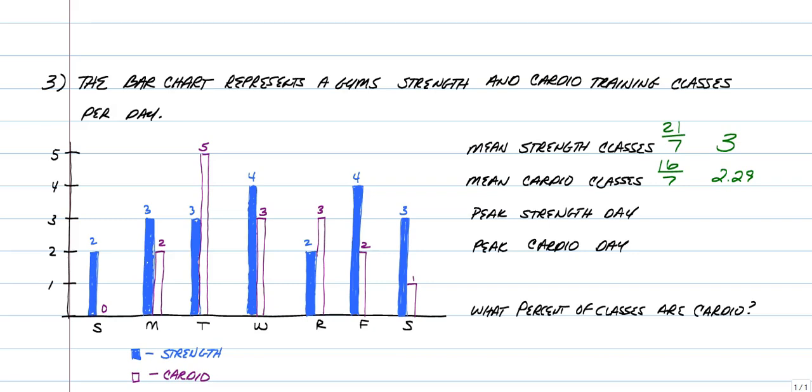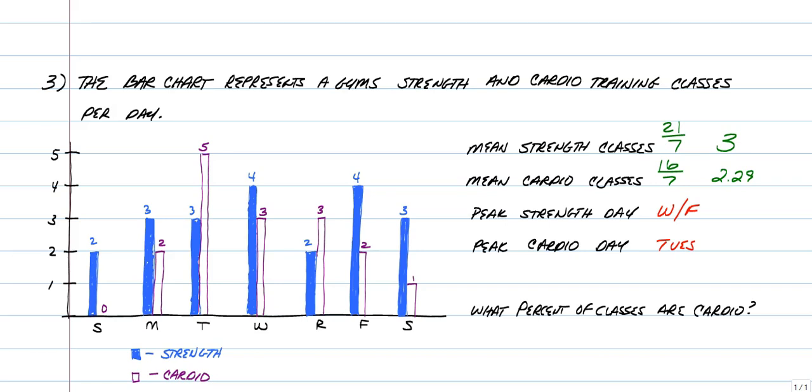Now, sometimes it's going to ask you for like the maximum or the peak day if you wanted to attend the gym to find the most amount of strength classes offered in a day. So strength, again, is blue. And it's actually a tie. You would want to go on either a Wednesday or a Friday. That's where you have the most opportunities to take a strength class. Peak for cardio is clearly Tuesday because it has 5 different opportunities to take a cardio class on a Tuesday. Okay?